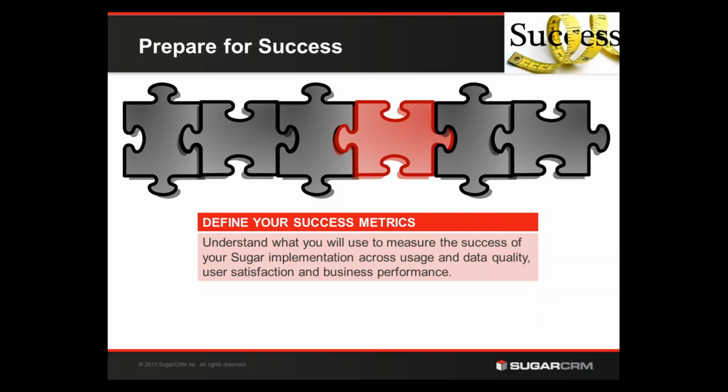Also, define your success matrix. Understand what you will use to measure the success of Sugar, okay? So across if they're using it, how is the data quality? Are the users satisfied? And the business performance. You may have to ask questions like, are users logging in? Who's logging in the most frequently? Is the training helping you perform your job? You're going to have to ask your users that. What is the quality of the leads that you're getting in Sugar? Things like that will help you determine if you're successful also, okay?